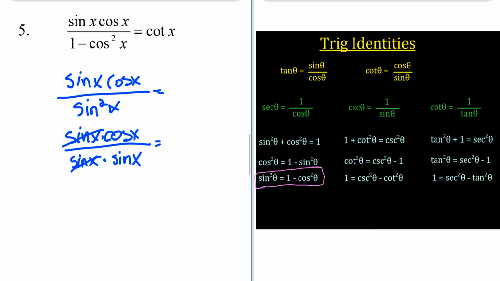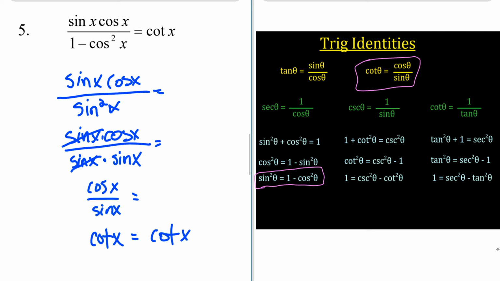So then we end up with cosine of x over sine of x. And what is cosine of x over sine of x? Well, it's right there. Cosine theta over sine theta is cotangent theta. So this is cotangent x. And that's what we're looking for, right? Cotangent x. Look at that. Sweet. Cool. All right. Number 5's in the books.